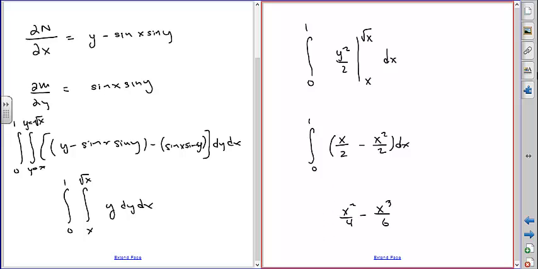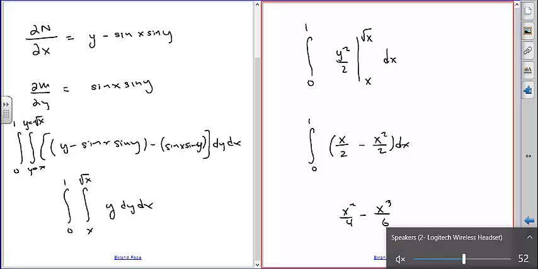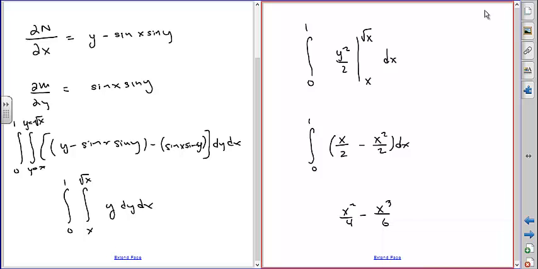Don't need this integral sign. I just got to turn my little sound off here. And then evaluate that between 0 and 1. So you just end up with 1/4 minus 1/6, which is 1/12. 3/12 minus 2/12, 1/12 is the answer.